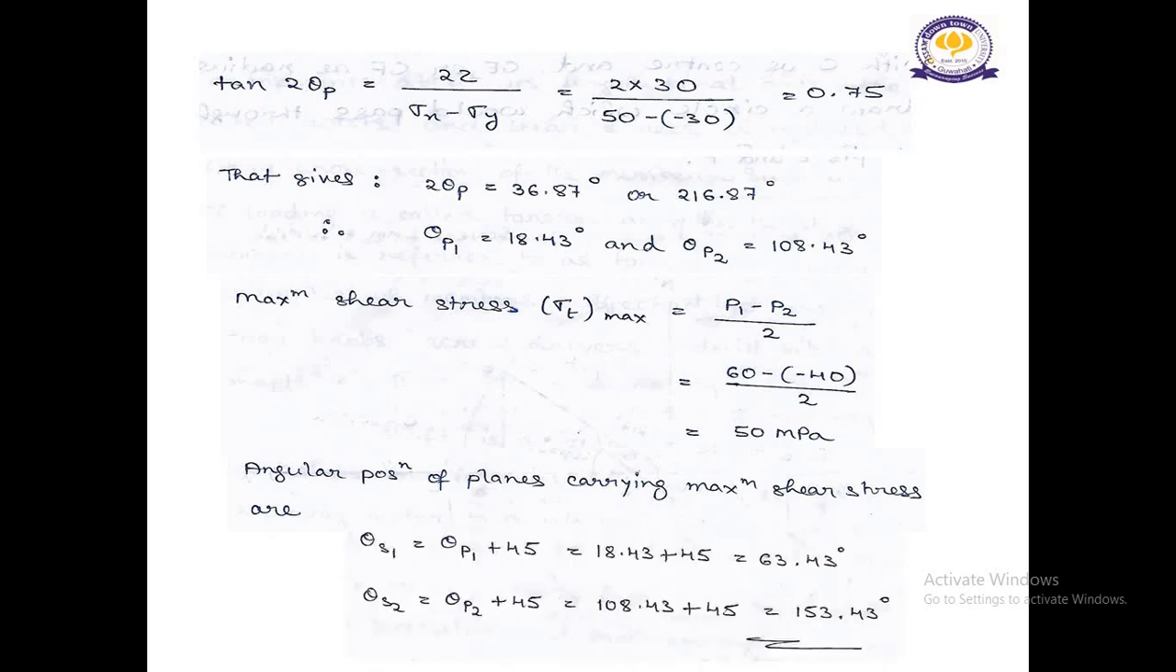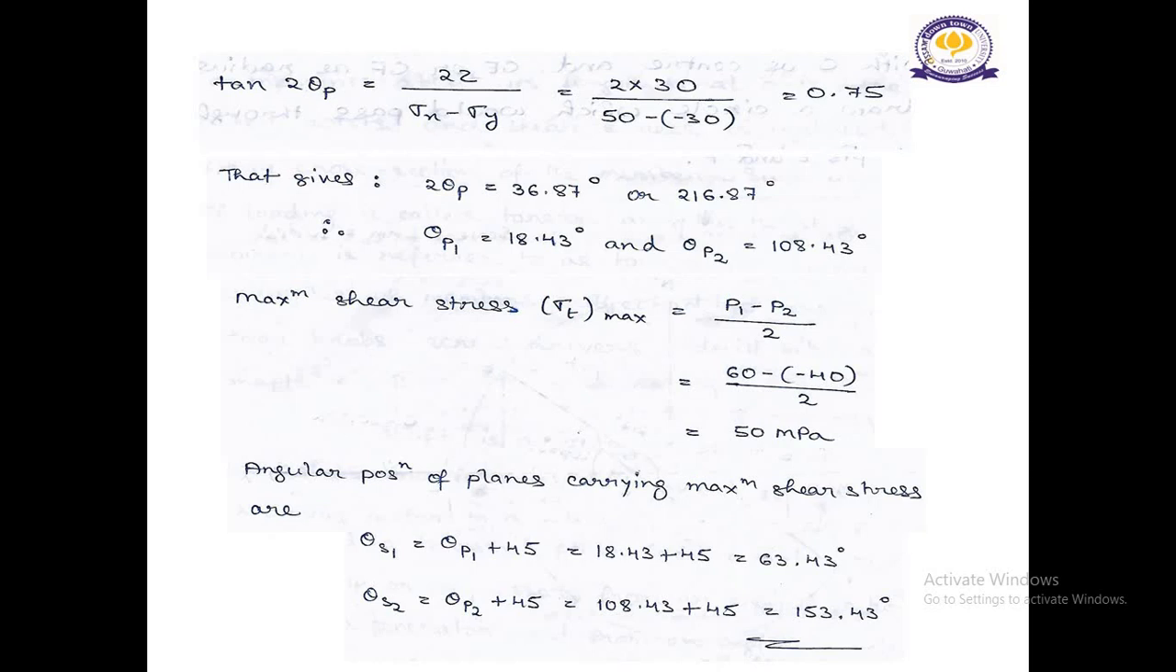108.43 degree. Now let's calculate the maximum shear stress, which will be equal to (P1 minus P2) divided by 2. We put the values of P1 and P2, which is minus 40, so the value comes out as 50 megapascal. The angular positions of planes carrying maximum shear stress are theta s1, which will be equal to theta p1 that we have calculated, plus 45, equal to 63.43 degree, and theta s2 will be equal to theta p2 plus 45, equal to 153.43 degree. So these are the values that we have received through the analytical method.